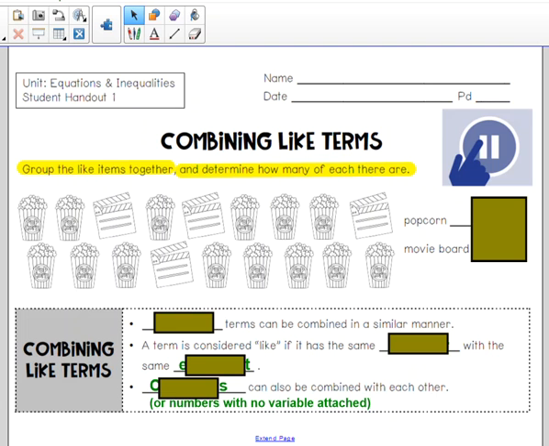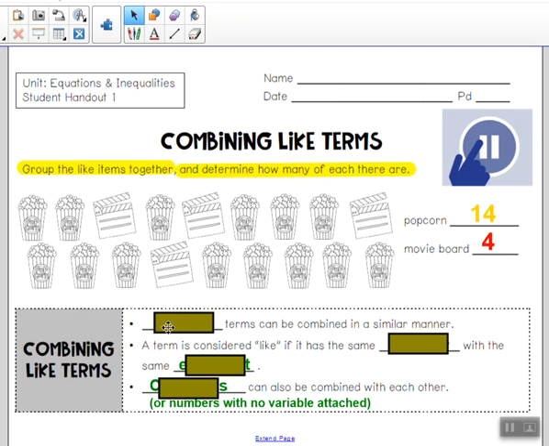All right, so combining like terms, the first thing I want you to do is take a quick moment and group the like terms together, determine how many of each there are, how many popcorns, how many movie boards, and then pause it now and turn it back on when you're done. All right, so you should have seen there's 14 popcorns and there's 4 movie boards. Notice they're mixed up, but you had to just figure out how many of these and how many of those. And that's kind of what combining like terms really is all about.